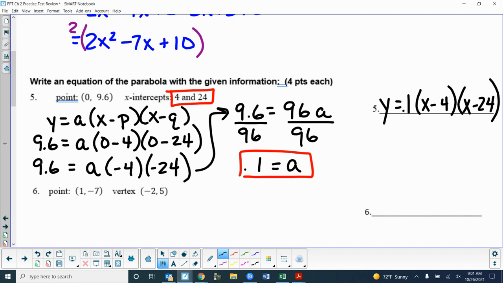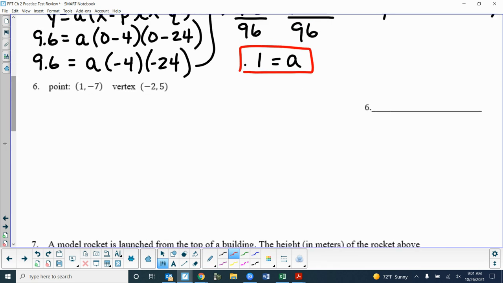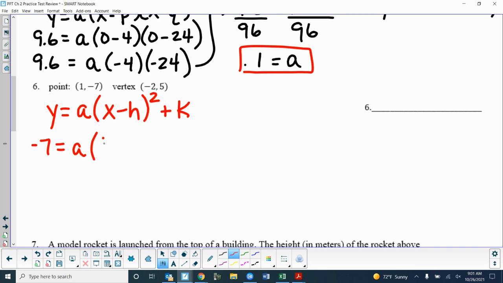Number 6, we're going to do in vertex form because they give us a point and a vertex. So vertex form is y equals a times the quantity x minus h squared plus k. The vertex, remember, is the h and the k, and the point, the 1 and negative 7, are my x and my y. And I just substitute, just like we did in the last one. So negative 7 is y. We're looking for a. X is 1. Now my h is negative 2. And then my k is 5, so it's plus 5.